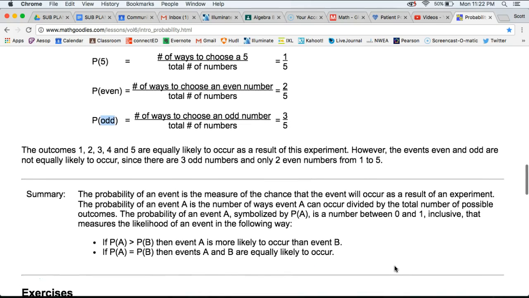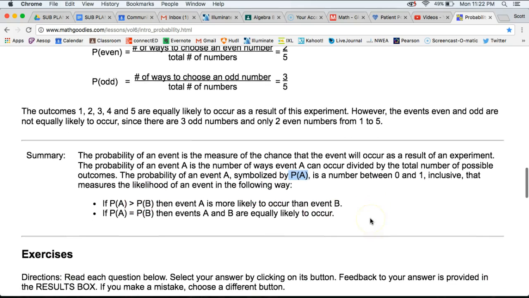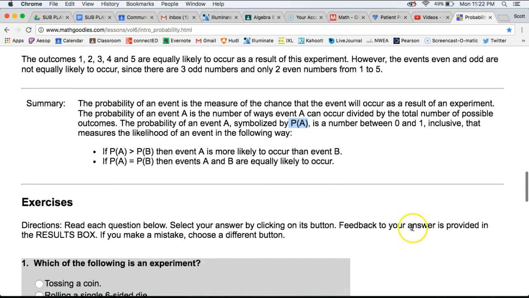In conclusion, the probability of an event is the measure of the chance that it will occur as the result of an experiment. Probability of an event A is the number of ways that A can occur divided by the total. We're talking about probability in terms of P of A, the probability of A. I'm not going to get into great detail on this notation here at the bottom. We're simply going to get into the actual exercises.